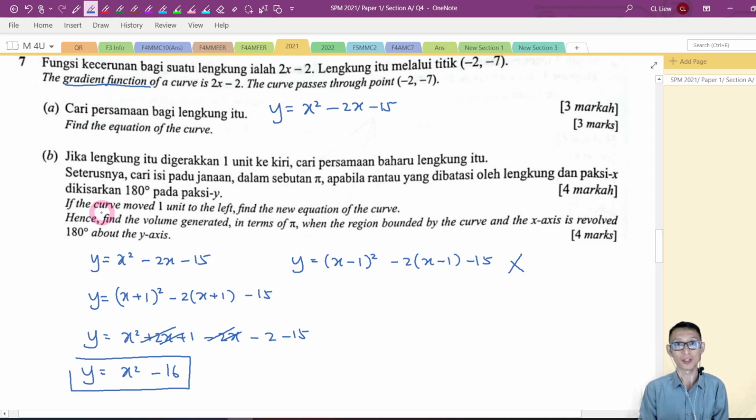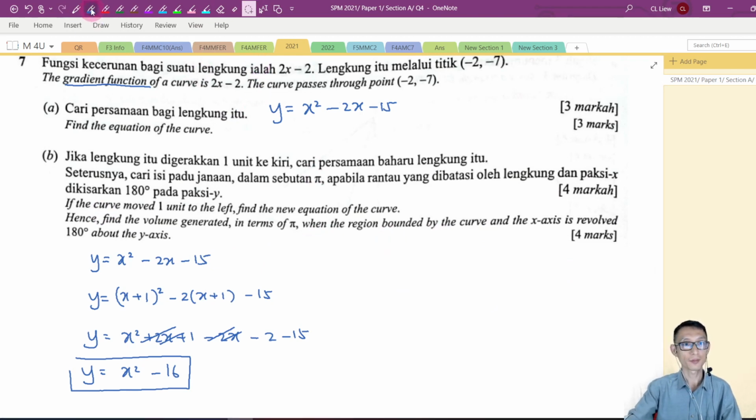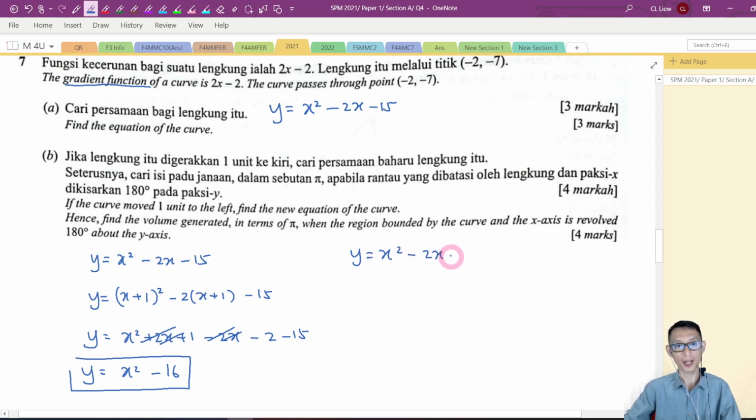Let's say you don't understand this method. We can use another way to help us get this function. Now, this is the original function, y is equal to x squared minus 2x minus 15. If you do factorization, you will get (x minus 5)(x plus 3). This is minus, and this is plus.